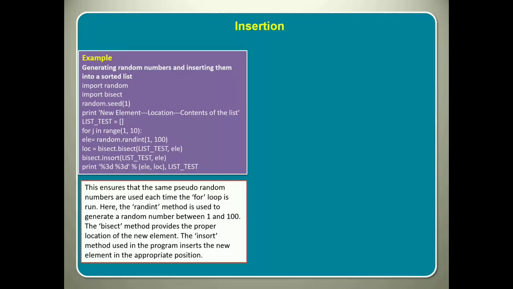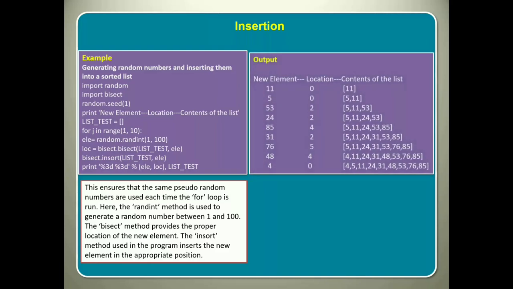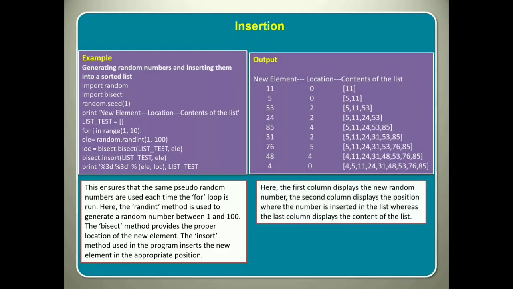This program will produce the following output. Here, the first column displays the new random number. The second column displays the position where the number is inserted in the list, whereas the last column displays the content of the list.